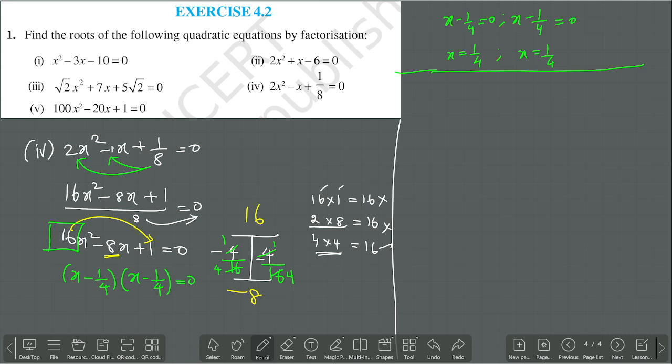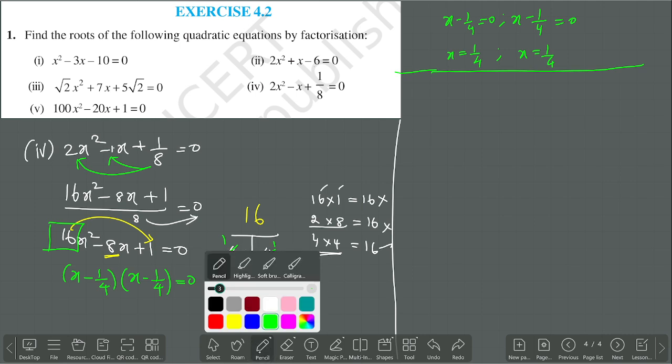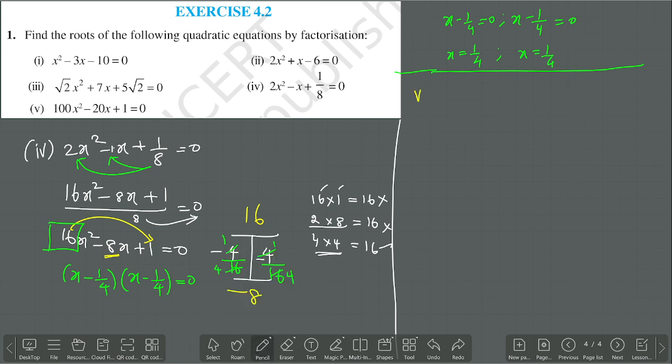Now the fifth one I'm going to do. Fifth one is 100 x square minus 20x plus 1 equal to 0. Normal factorization. 100 into 1. What will you be getting? 100 and minus 20.